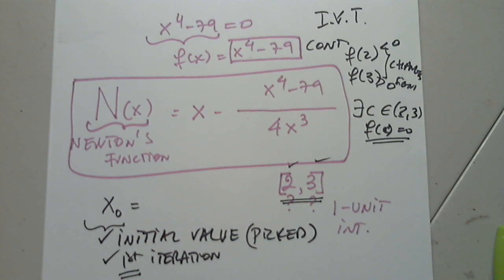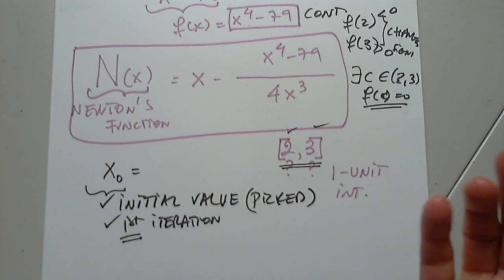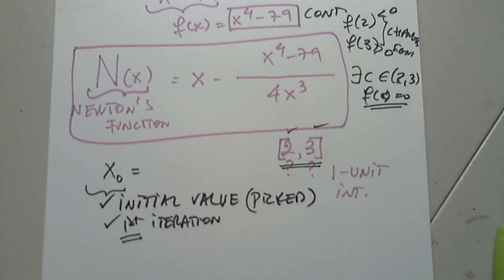It doesn't matter where you start. You tell me which one you want to pick. If you pick 2, it may take 3 steps. If you pick 3, it may take 2 steps. It doesn't matter. 2 or 3 steps or 4 steps, it's okay. But I have to pick. So again, I call this the initial value because I pick it and not the first iteration, but I'm okay with both. So which one would you like to pick?